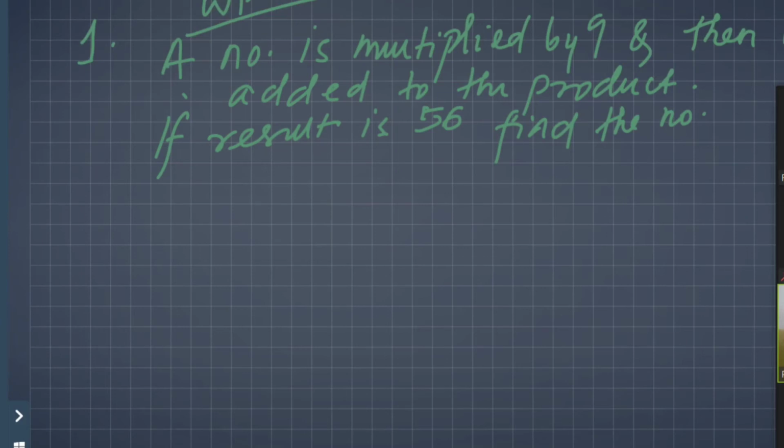So what is the question that has been given here? You need to see that first. The question clearly says that a number is multiplied by 9. We do not know what this number is, so let the number be x. It is multiplied by 9, so what do I get? 9x. Then 11 is added to the product. The product is 9x, and I have been told to add 11 to the product, meaning 9x plus 11.